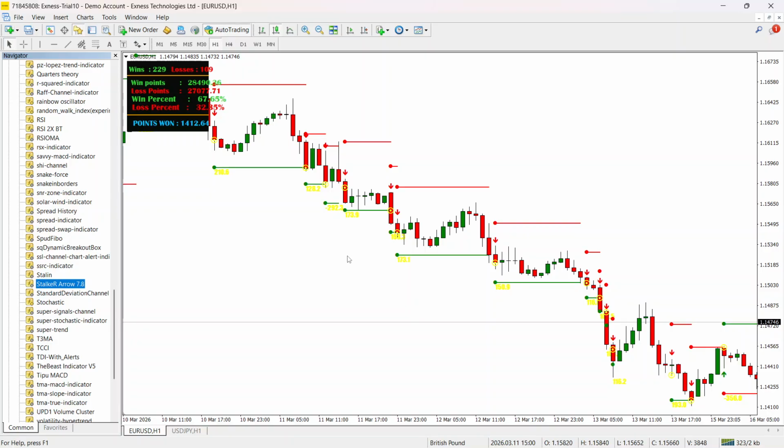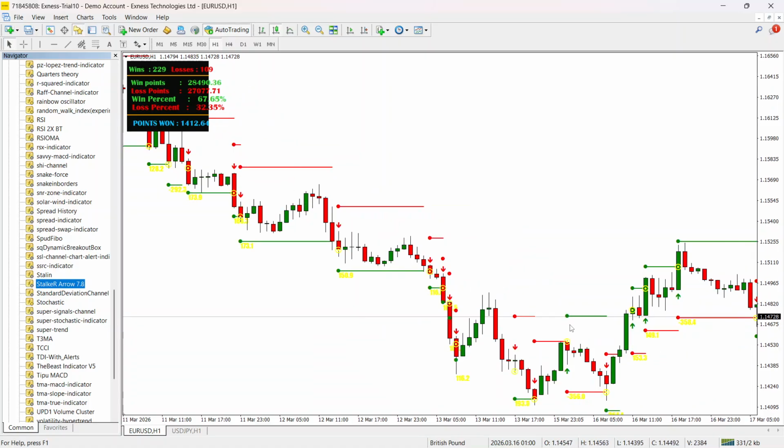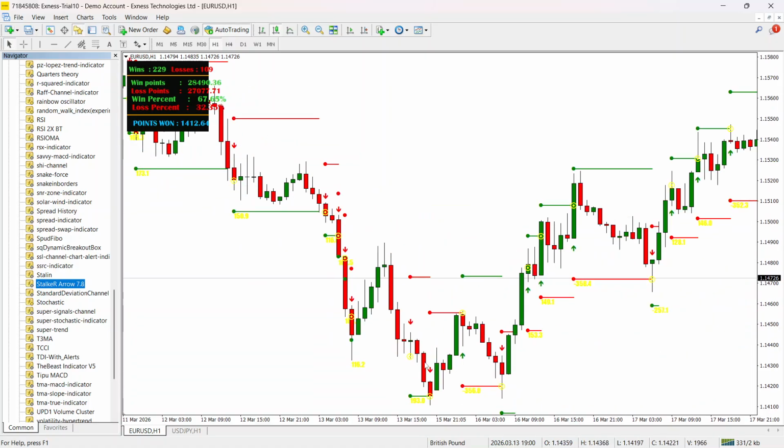As you can see, the Stalker Arrow Indicator plots upward pointing arrows, green color arrows, below price candles to signal potential buy opportunities, as you can see here, and downward pointing arrows above candles to signal potential sell opportunities. We also have the green bar and red bar or red line.